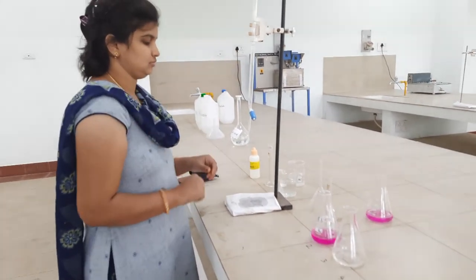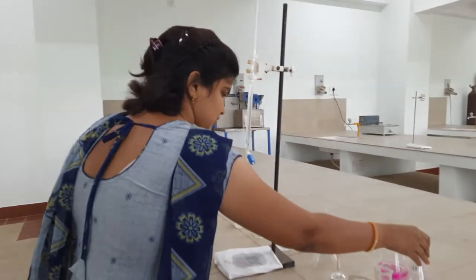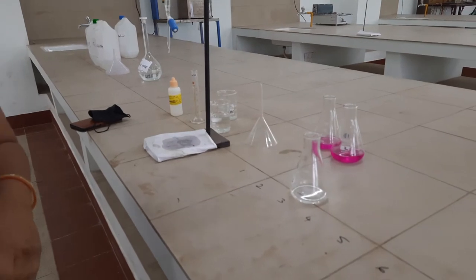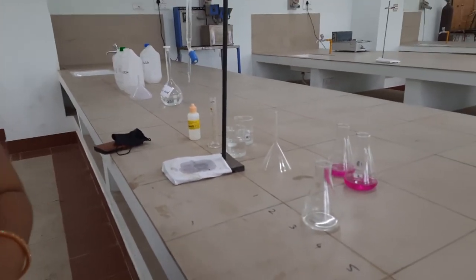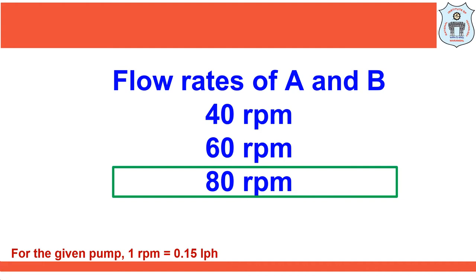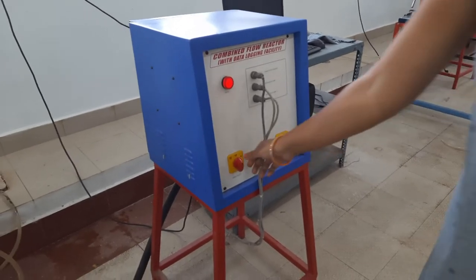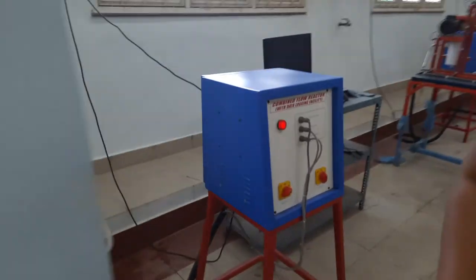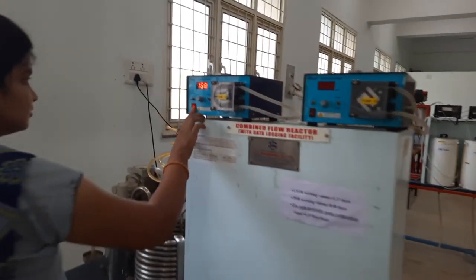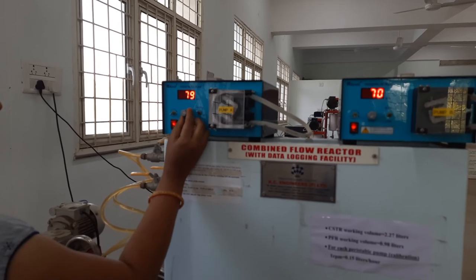Note down the readings in the tabular column, the observation table. So we have completed 60 RPM and 70 RPM. Next, we will perform 80 RPM. We will start the third set of readings for 80 RPM. First switch on the main, then switch on the peristaltic pump and set the values for 80 RPM.